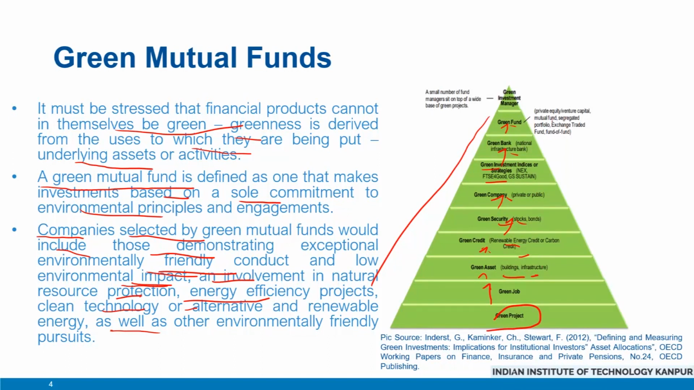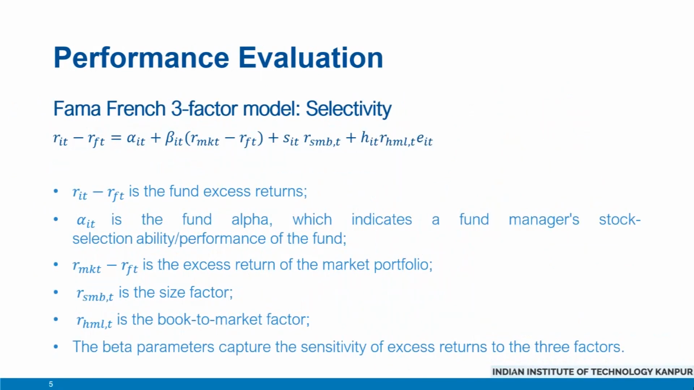And then you have green funds, which may include private equity, venture capital, and mutual funds that specialize in green fund activities. At the top of the pyramid, you have the smallest number of people, the fund managers. And at the base, you have a very wide base, which includes green projects. All these activities pertain to green investment. At different stages of this green investment pyramid, you have different activities, and the entire set of activities comprises your green investment.